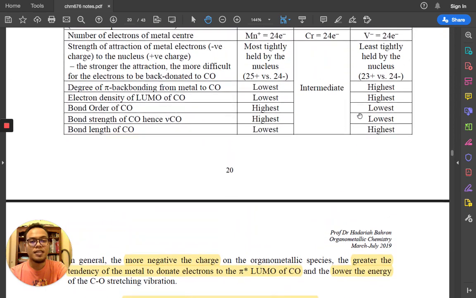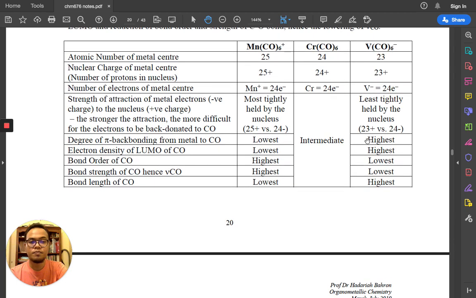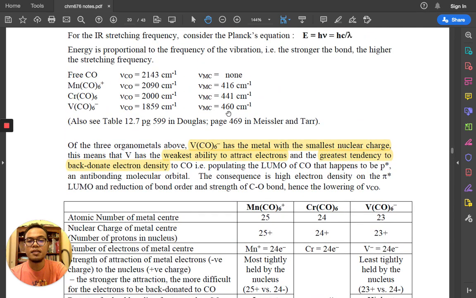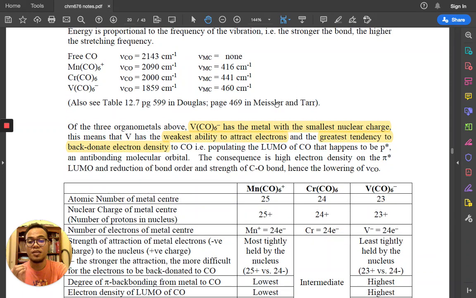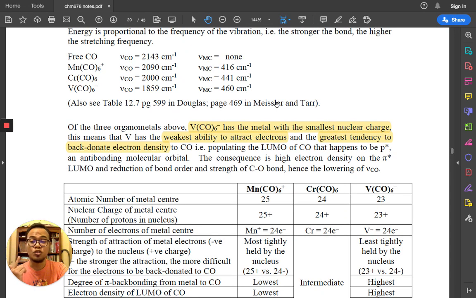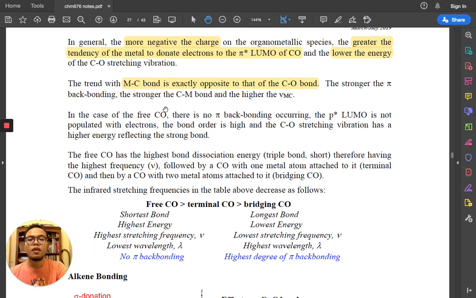From this understanding just now, the higher back bonding would be happening in your vanadium, right? So let us see the frequency for your metal to carbon bond. It is 460, the highest comparatively against chromium as well as manganese, because it has the lowest nuclear charge, lowest attraction to the electrons, and is very likely to be donating back the electrons to your carbonyl. So the stronger the pi back bonding, the stronger the carbon to metal bond, definitely, and the higher the frequency of your metal carbon.